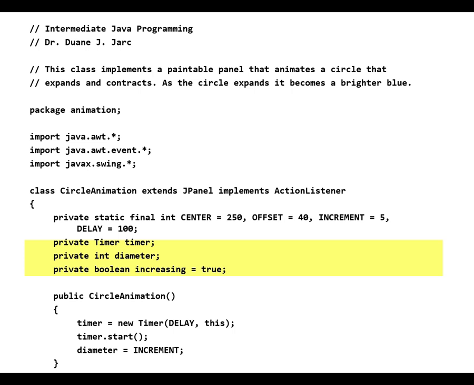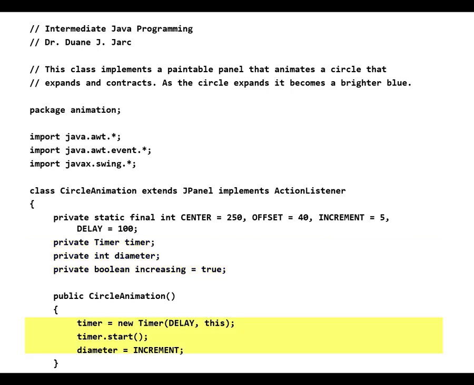This class contains three instance variables. The first one, timer, is the timer used to control the animation. The second one, diameter, specifies the current diameter of the circle. Finally, the Boolean increasing keeps track of whether the circle is currently increasing in size or not.